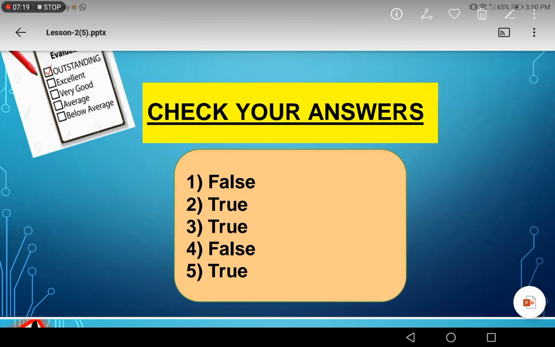The answers are: first one false, second one true, third one true, fourth one false, fifth one true. If you've been listening to me very well, you might get all of them right. If you lose 1 mark, okay. 2 also okay. 3 you need to improve. 4 you need to improve more. 5 very bad.